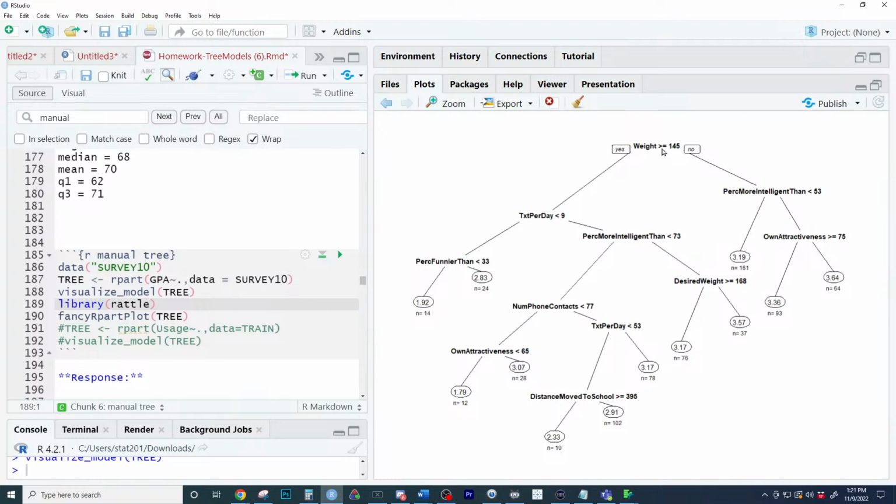How much do you weigh, greater than or equal to 145? Yes. How many times do you text per day? I actually do, you text less than that? I do. Do you think you're funnier than less than 33%? No. So there we go. I almost got to one of the lowest GPAs. It said I had about a 2.83. That's probably pretty close.